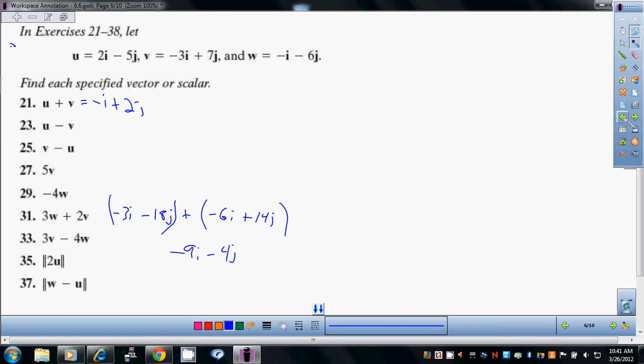You may have even talked about it in geometry. When you add vectors, here's what it looks like. U is going right, up, down, or left. Vector U, let's look at 21. We're going to do U plus V, but I'm going to show you what that would look like. What is U going to look like? Somebody just yell it out. 2 right, 5 down. So U would look like that, right? What would V look like? 3 left, 7 up.